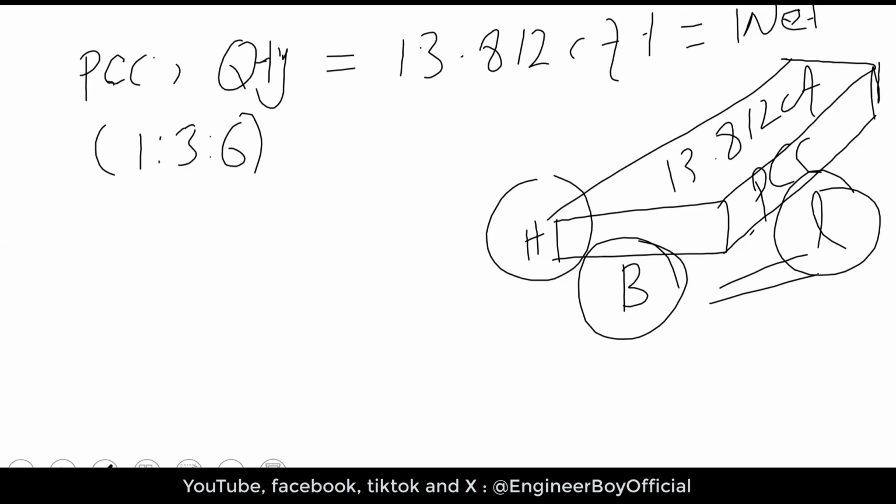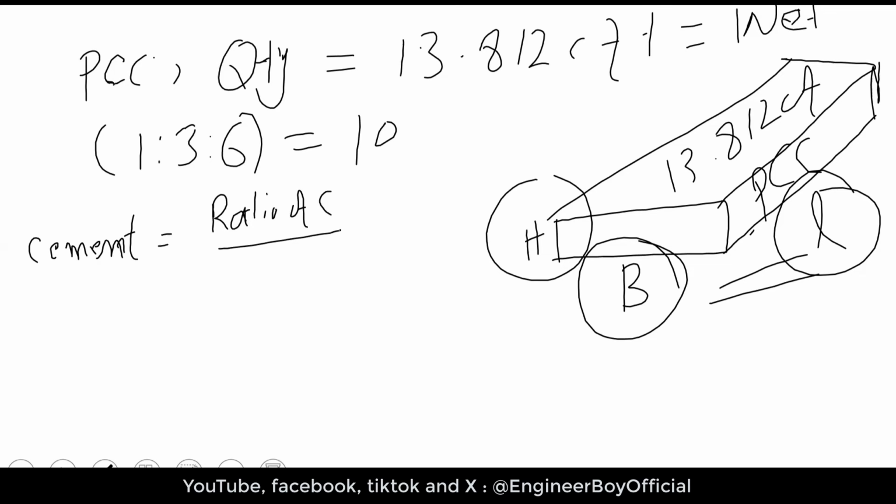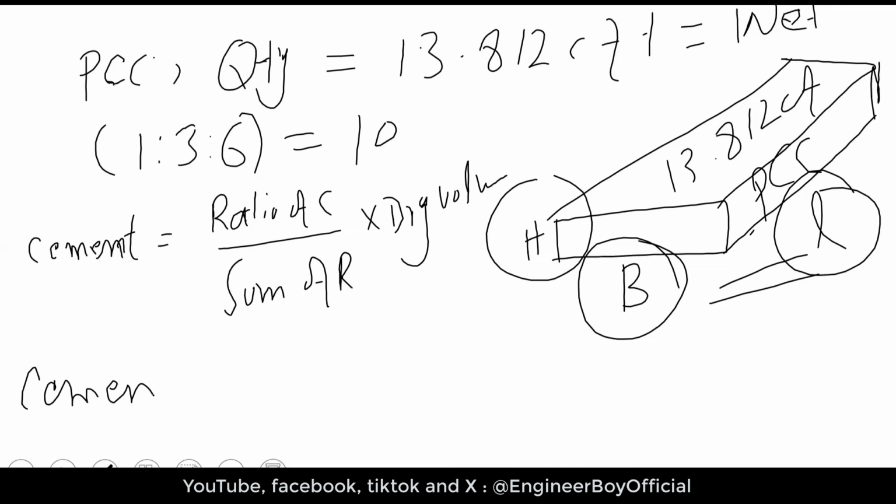Now, the ratio, that is 1:3:6, means the sum of the ratio should be 10. In order to determine the quantity of cement, let's calculate cement. Remember the same formula: the ratio of cement divided by the sum of ratio, multiplied by the dry volume. So the cement is the ratio of cement, which is 1, divided by the sum of ratio, that is 10, and we will multiply this with the dry volume.